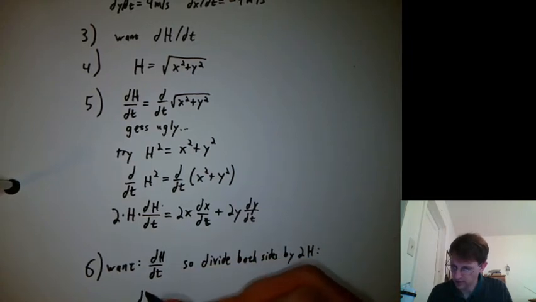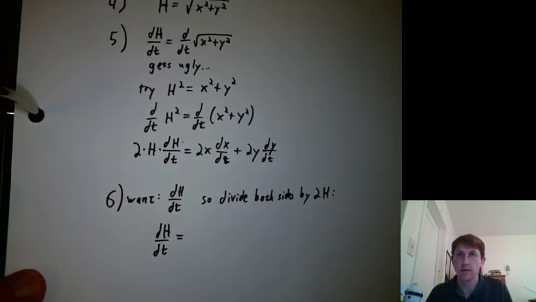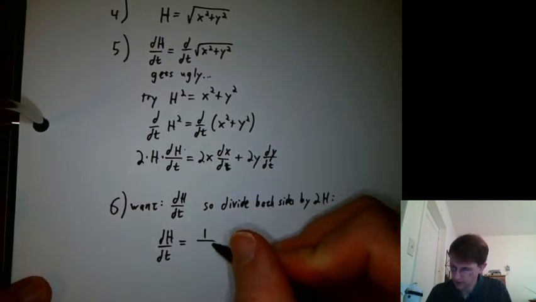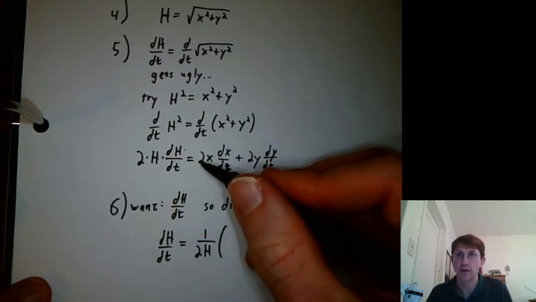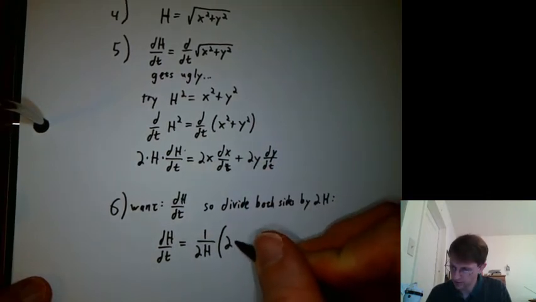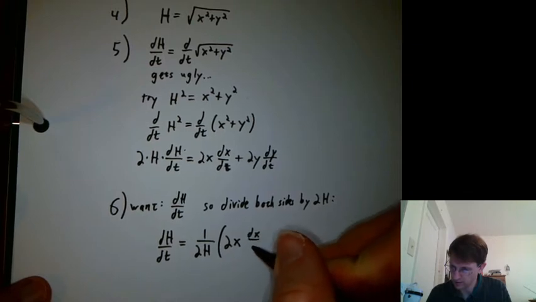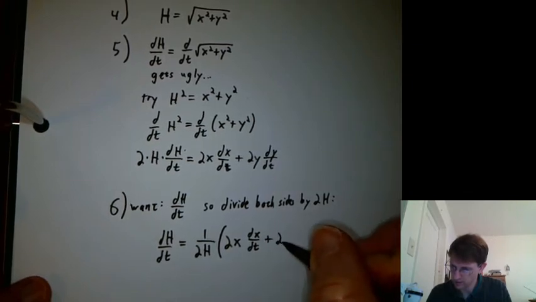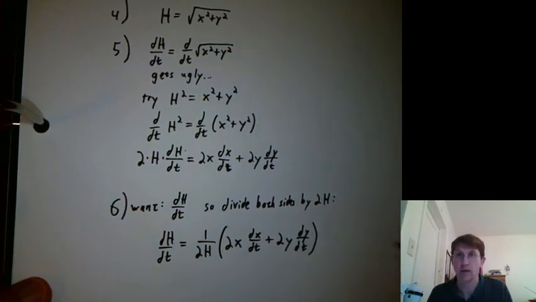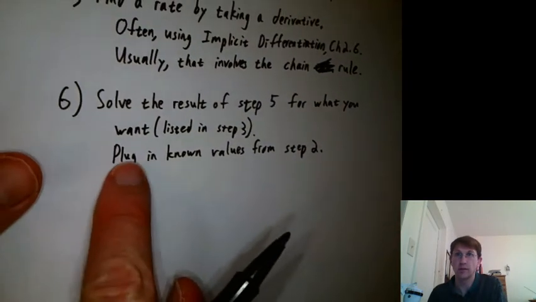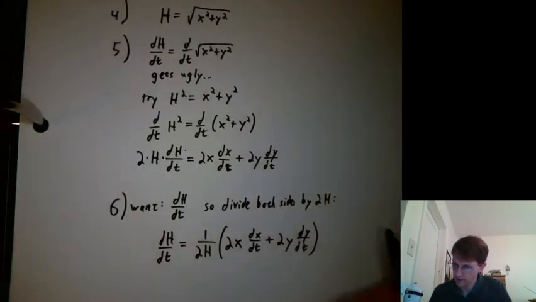And we'll get dH/dt equals, you could write it this way just to save room, 1 over 2h times all that stuff, 2x dx/dt plus 2y dy/dt. And then plug in the known values from step 3, from step 2.